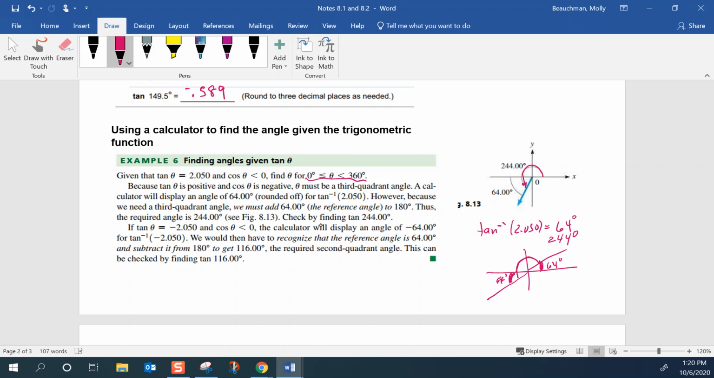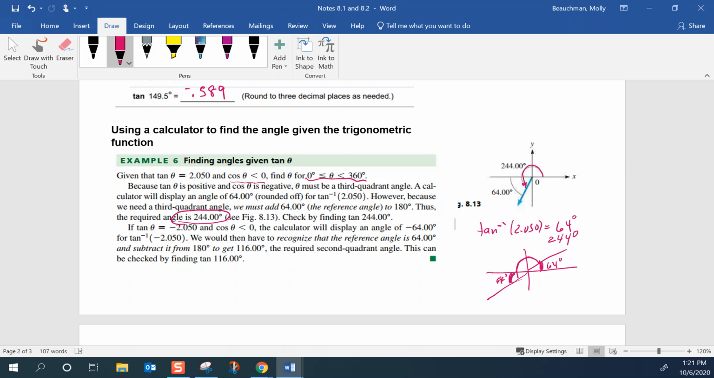Okay. So the required angle is where the cosine is also negative. So in the first quadrant, the cosine is positive. The cosine is negative in the third quadrant. So the only angle that checks for us, the required angle, is 244 degrees.